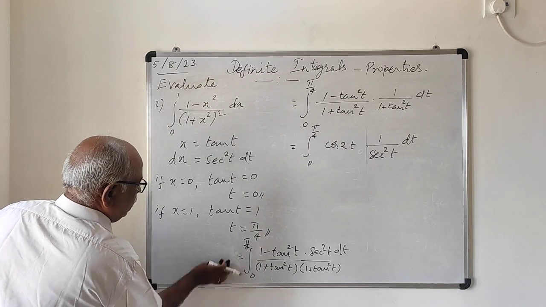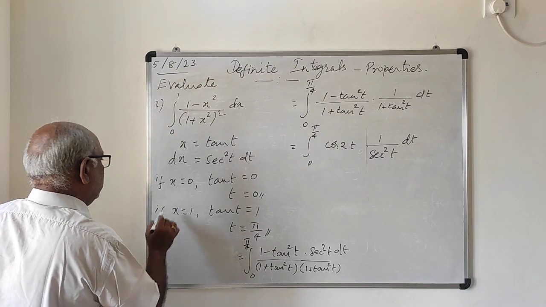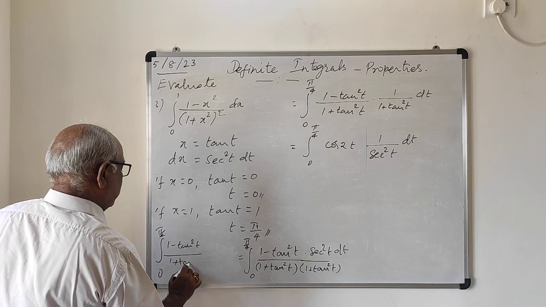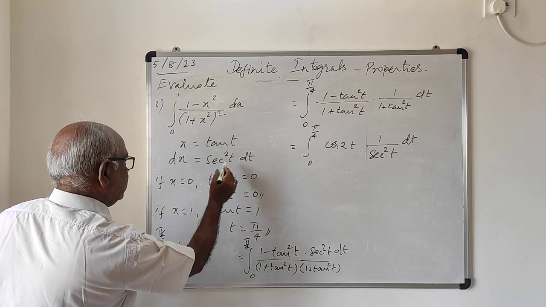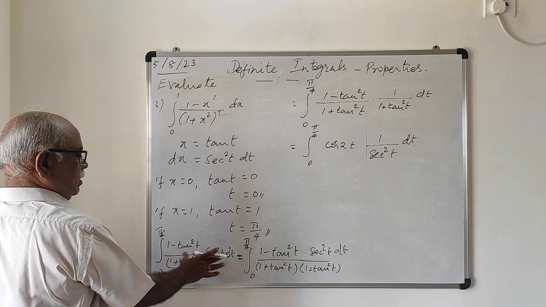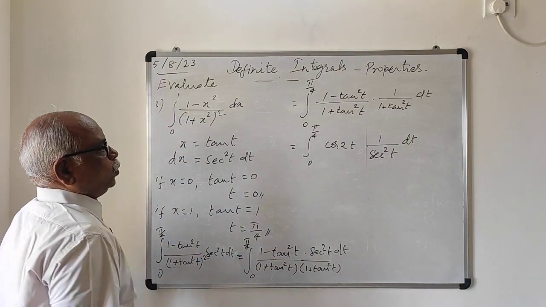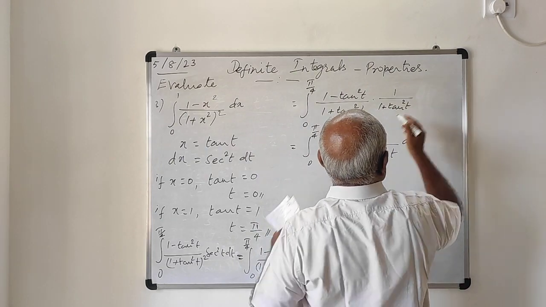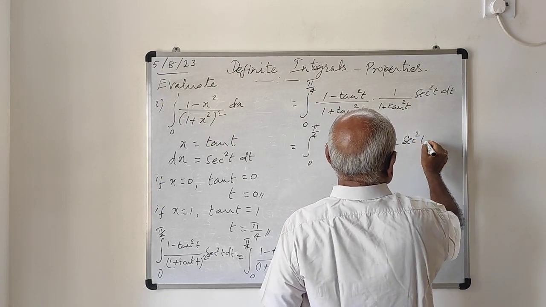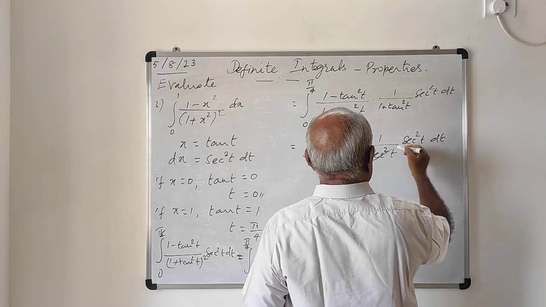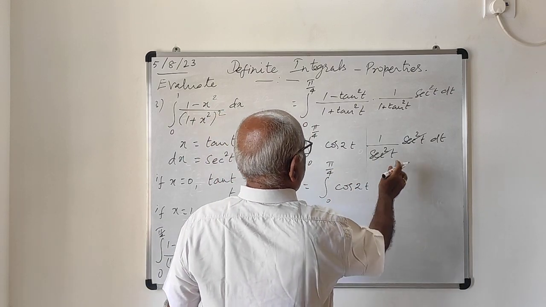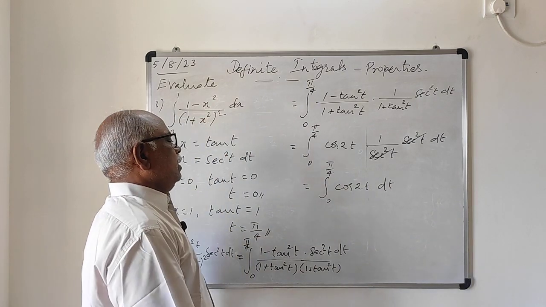This step is done. Integral 0 to pi by 4, 1 minus tan square t by 1 plus tan square t whole square into dx. Instead of dx, you get secant square t dt. Next step, you will split the denominator into 2, and also you will get secant square t dt. Therefore, these two terms cancel. Simply you will get integral 0 to pi by 4 cos 2t dt. That's all. Now it is simple.